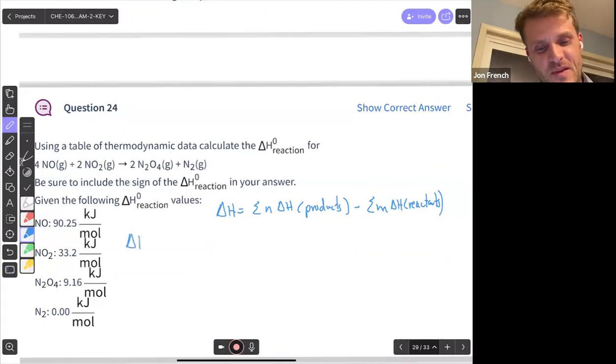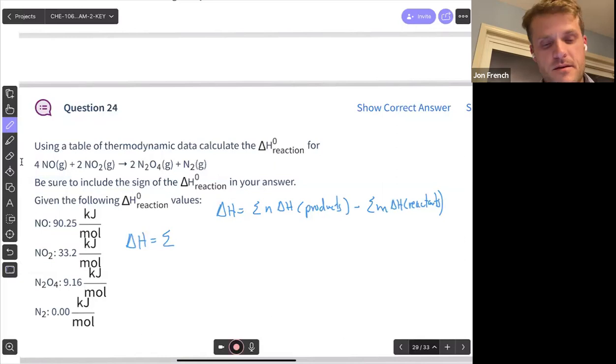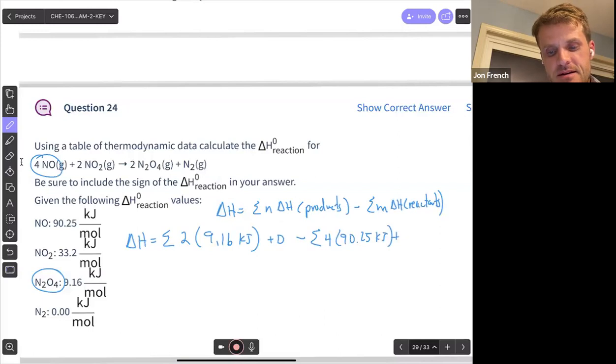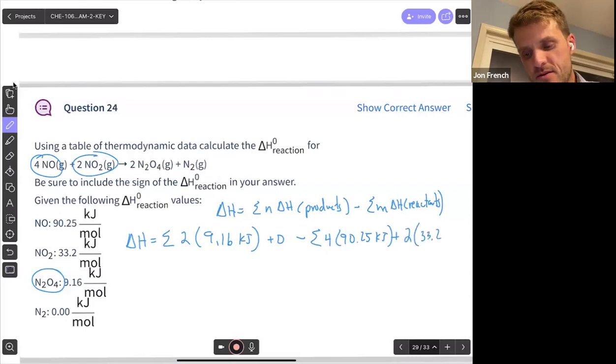All right. Delta H equals, let's see, products over reactants. So my products, I've got 2 of these. So 2 times 9.16 kilojoules plus nitrogen, which is 0. So that math is easy. Minus over here, I've got 4 of those. So 4 times 90.25 kilojoules plus, let's see, 2 of these at 33.2 kilojoules.